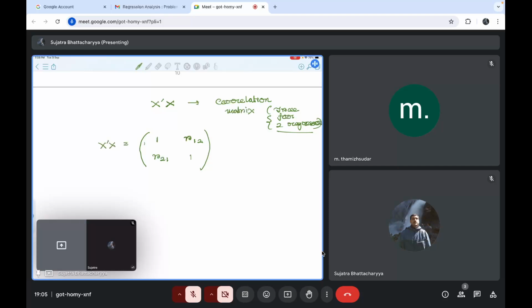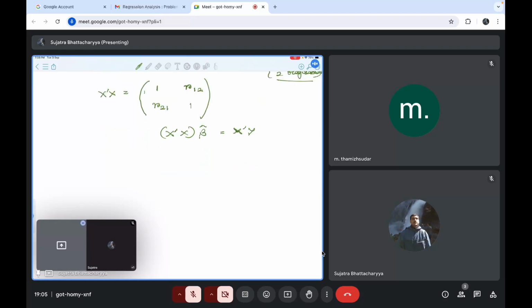Okay. Now, what was the normal equation? X dash X beta hat is equal to X dash y. So we can write this as [1, R12; R21, 1]. Beta hat is now beta 1 hat and beta 2 hat, no beta naught. And X prime y is nothing but the correlation of the first regressor with y, and the correlation of the second regressor with y.